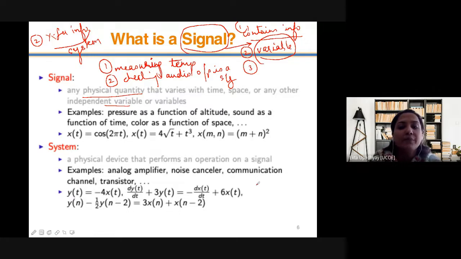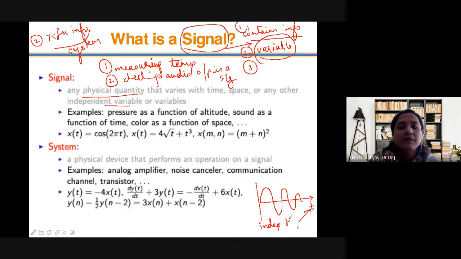So if I put now, my example would be, I will draw a signal here, right? And now this signal varies with time. ठीक है, तो इसमें दो वेरिएबल्स हैं. एक तो इंडिपेंडेंट वेरिएबल है.